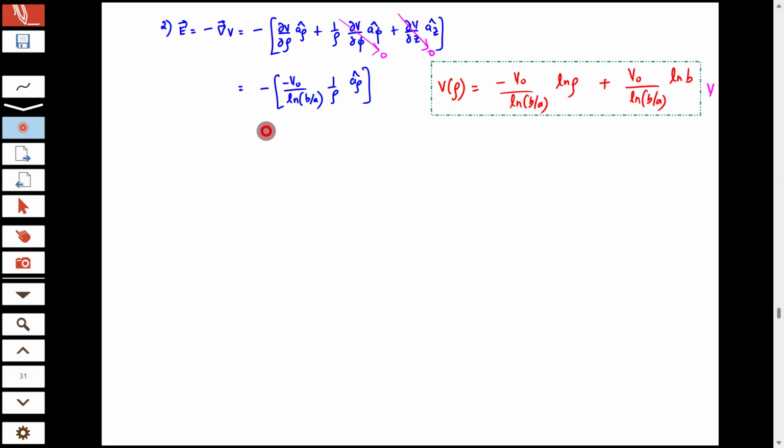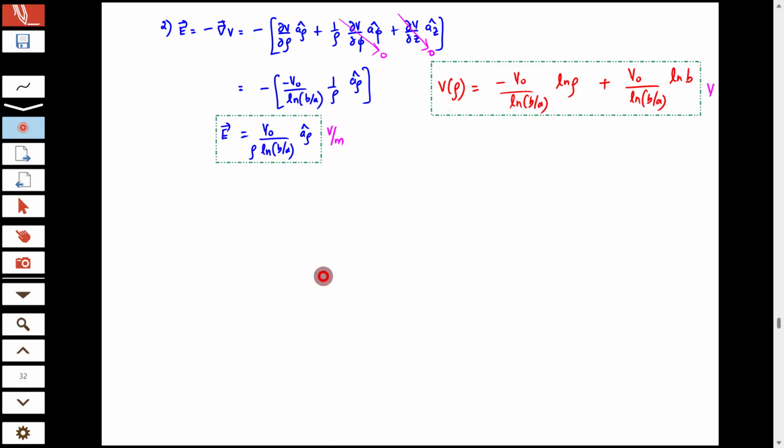That is going to give minus of this minus V naught by logarithm B by A into 1 by rho, and the corresponding direction vector for the first term is a rho cap. So the negative of negative will become positive. So this is the expression for electric field intensity, which is V naught by rho into logarithm B by A. The direction is a rho cap. The unit is volt per meter.